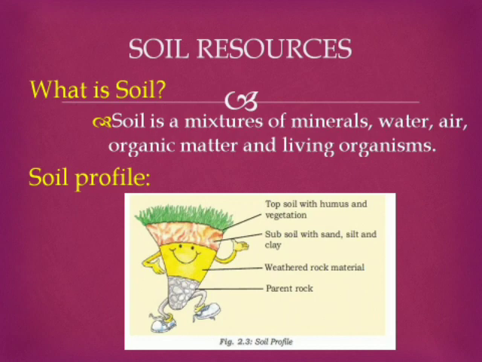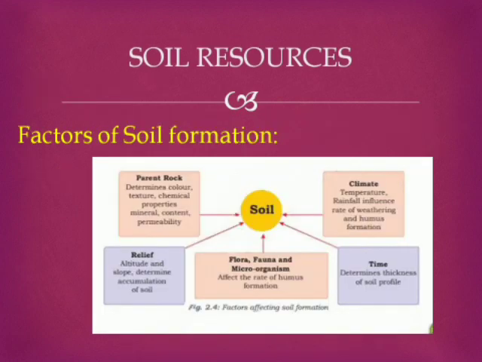See this slide, children. What is soil? Soil is a mixture of minerals, water, air, organic matter and living organisms. See the picture of the soil profile, which you have studied in your science. Topsoil with humus and vegetation. What is meant by humus? Decayed plants and animals mixed together. Then subsoil with sand, silt and clay. Then weathered rock materials, that means broken rock materials. Then parent rock.